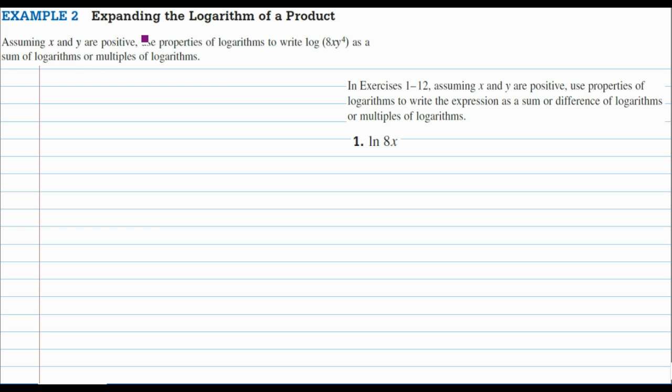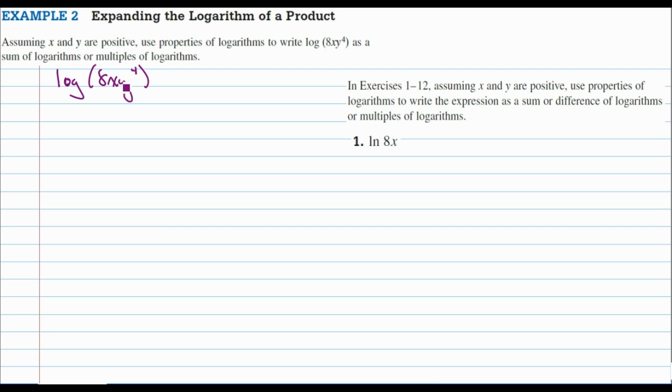Assuming x and y are positive, use properties of logarithms to write the log of 8 times x times y to the fourth as a sum of logarithms or multiple of logarithms. So I'm going to write out that original expression first. Log of 8xy to the fourth. The directions say to write this as a sum of logarithms. Okay, so that's no problem.